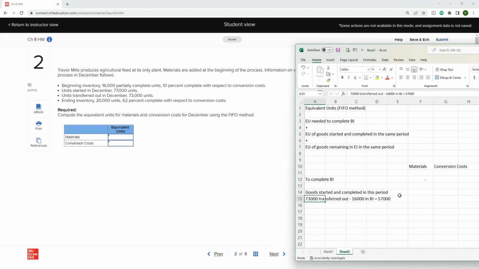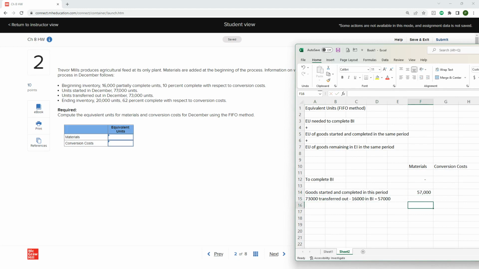We transferred 73,000 units into finished goods. 16,000 of that came from beginning inventory because we're doing the FIFO method, the first in, first out. So out of those 73,000, 16,000 of them were the partially completed units in beginning inventory. So that means the other 57,000 must have come from the goods that were started and finished in this month. So we're going to do 57,000 units here in terms of materials.